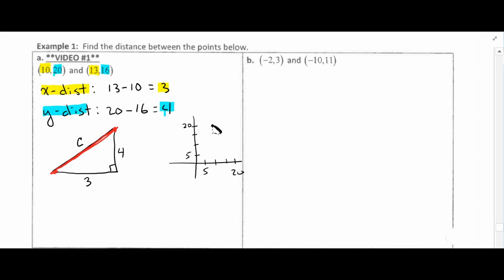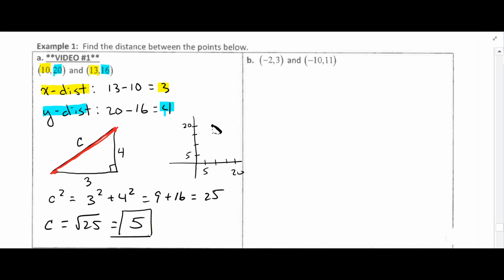Okay, but for our purposes we just need a representation, some right triangle with sides 3 and 4 that we found from the x distance and y distance. So then c squared is going to be 3 squared plus 4 squared, which is 9 plus 16, which is 25. We'll take the square root of both sides, and we get that the distance is 5.